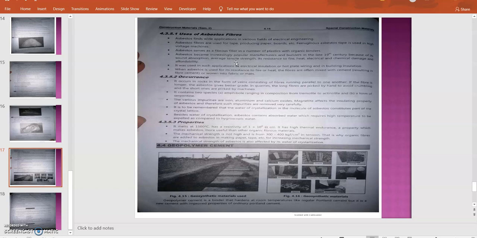Asbestos became increasingly popular with manufacturers and builders in the 19th century because of sound absorption, average tensile strength, and its resistance to fire, heat and electricity. Also chemical reactions. It was used in such applications as electrical insulation, hot plate wiring and building insulation. When asbestos is used for resistance to fire or heat, the fibers are often mixed with cement, and that's why it can give very good results. So that is all about the asbestos fibers.